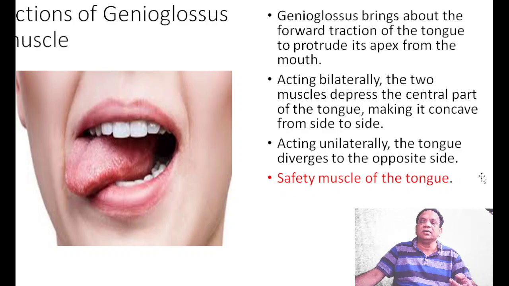Why is it safety? Because if we sleep on our back, there is always a danger of our tongue falling into our throat, causing respiratory disturbance, what we call choking. Sometimes death may occur. So this muscle protects from that danger. That's why it is called the safety muscle of the tongue. This muscle prevents the tongue from falling into the throat and prevents choking.